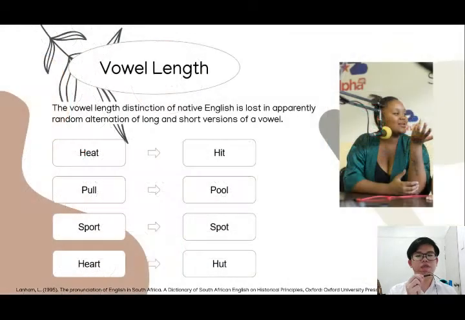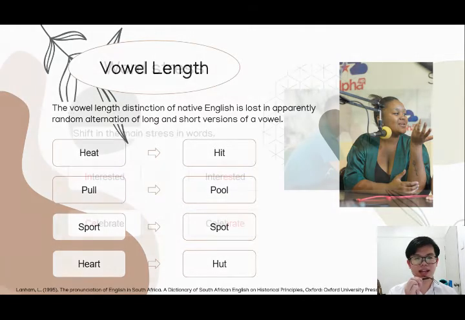In addition, vowel length is another phonological variation in South African English. The vowel length distinction of native English is lost in apparently random alteration of long and short versions of a vowel, according to Lanham 1996. For example, the word heat is heard as hit, the word pull is heard as pool, and the word sport is heard as spot, and the word heart is heard as hat.